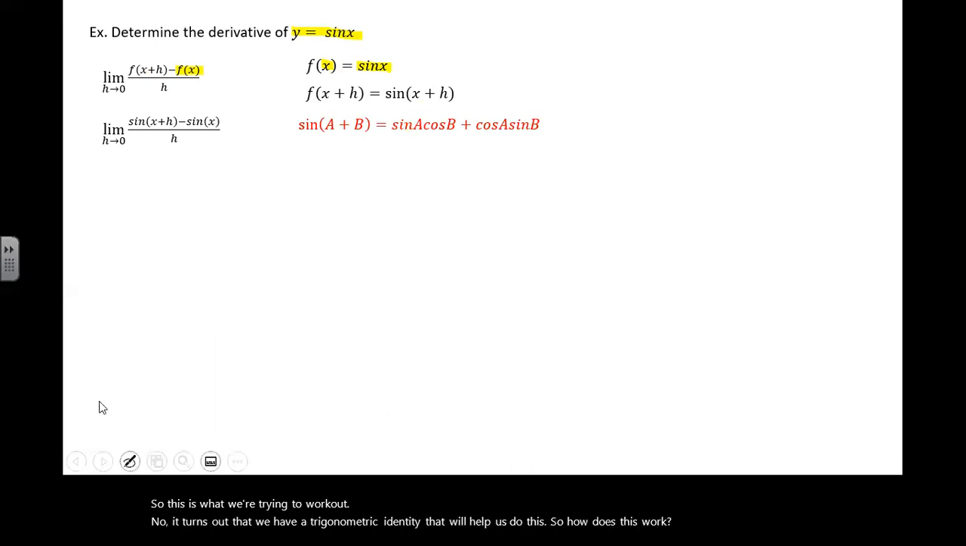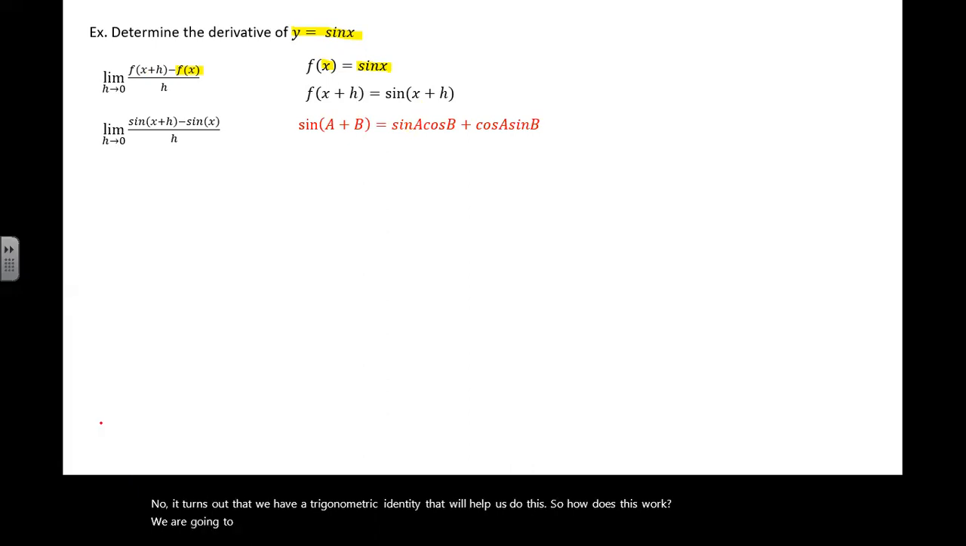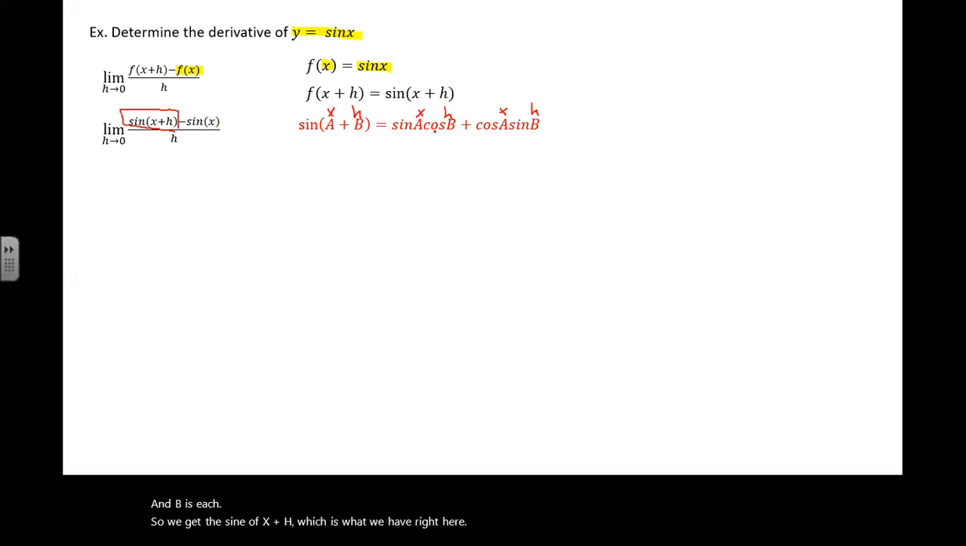We are going to say that A is x, and B is h. So we get the sine of x plus h, which is what we have right here, is going to be replaced with sine x cos h plus cos x sine h. And that's just using a trig identity.